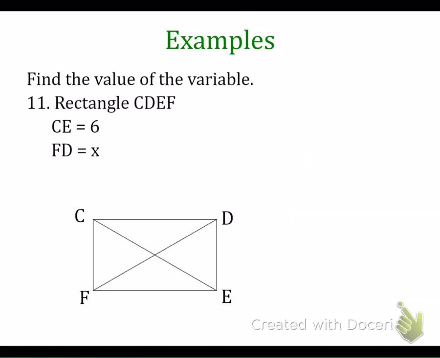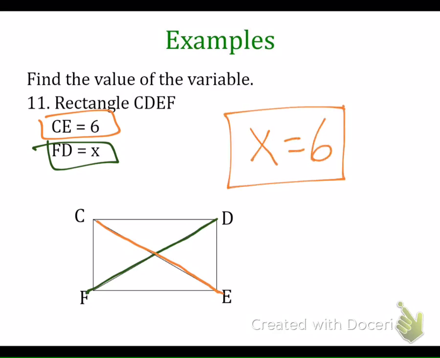So rectangle CDEF. So in rectangles and squares, right? The diagonals are congruent. So DF or FD is our x. And then CE is 6, which is this diagonal. So what would my equation be? X equals 6. Yeah, it's just x equals 6. We don't even have to solve, right?